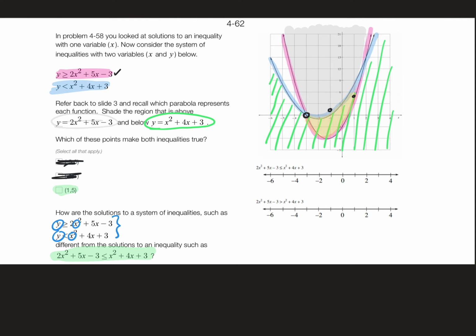In both of our solutions, we were able to do some shading on either a number plane or a coordinate plane. A number plane works when we have just a single variable, but we need to look at a coordinate plane when we have two variables because now we're looking at two dimensions.